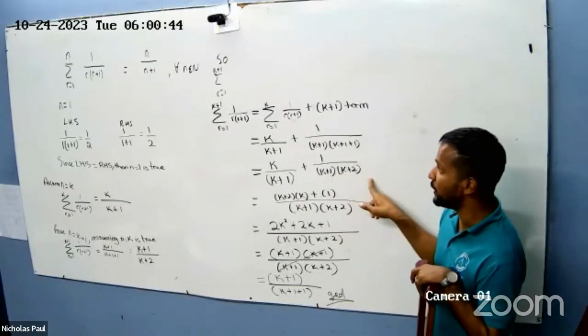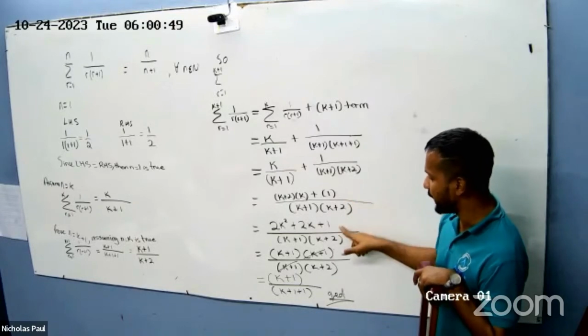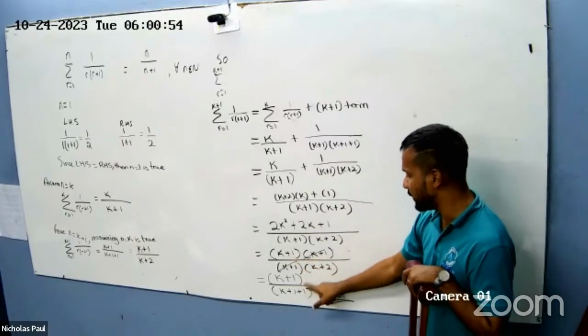So what she did when she reached here, she found the LCM, right? And did it with the numerator, expanded it out, and then factorized. This cancels and you end up with this.